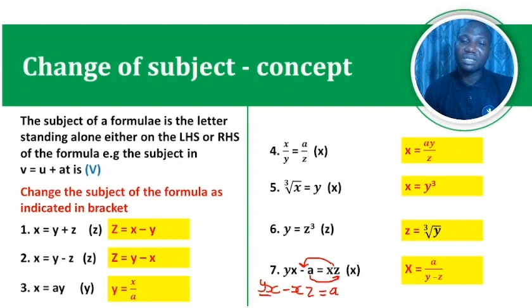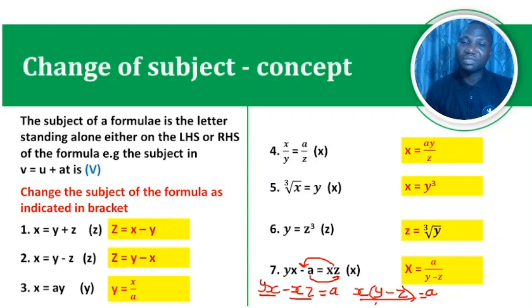Now look at this term. They have x in common. So we can factor out the x. If we factor out x from xy, we'll be left with y. If we factor out x from xz, we'll be left with z equal to a. Now look at our subject here, x, is multiplying this expression, y minus z. So what is the inverse operation of multiplication again? Very good, division. So we divide both sides by y minus z.